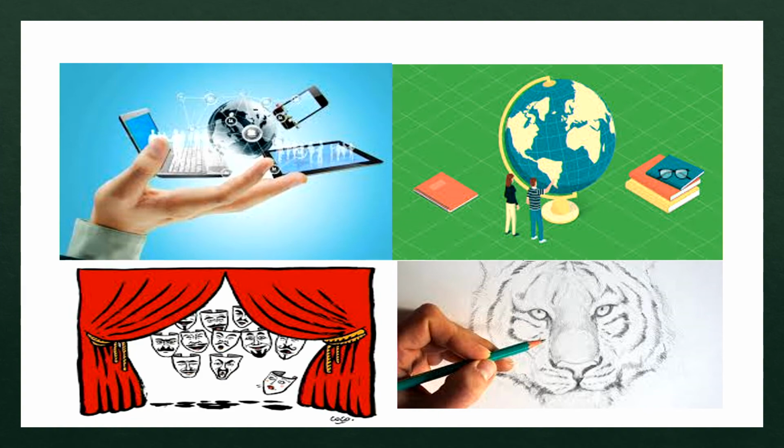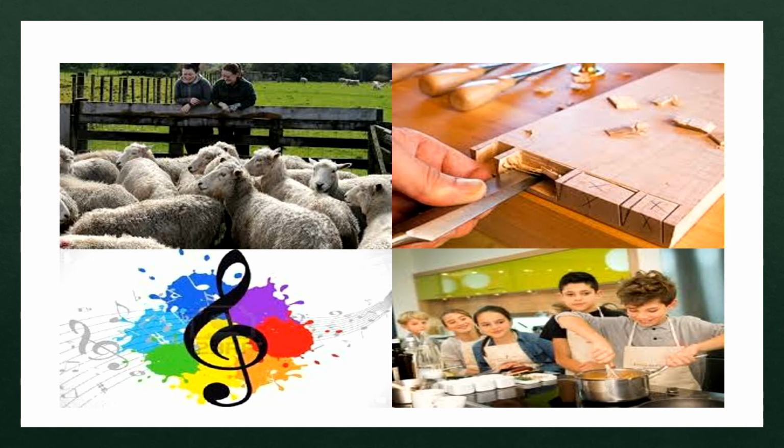Comment dit-on art or drawing? Le dessin. Comment dit-on agriculture en français? C'est l'agriculture. You got this.